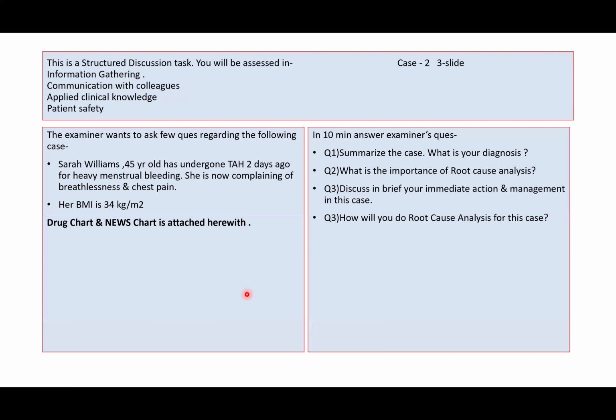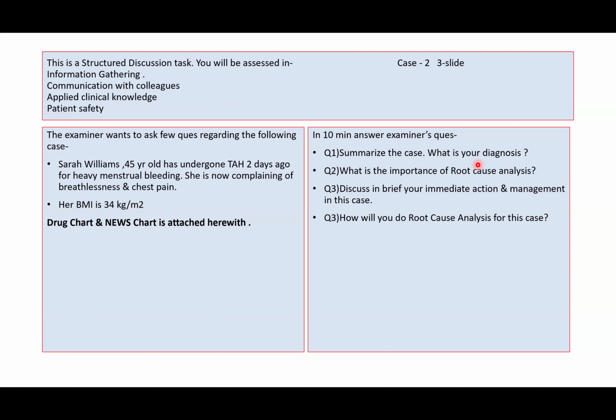Hello, I'm Anita. I've gone through the case scenario and I'm ready for the discussion. All right, so summarize the case and what is your most likely diagnosis? Yeah, this patient is on day 2 of post hysterectomy, presenting with breathlessness and chest pain. Probably this will be a case of pulmonary embolism to me. And after seeing the investigations and assessment for her.